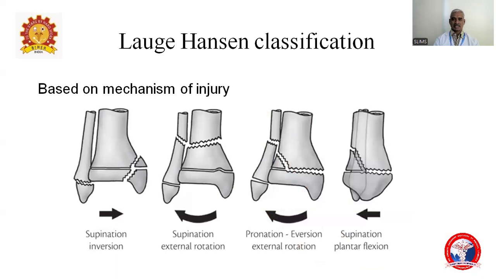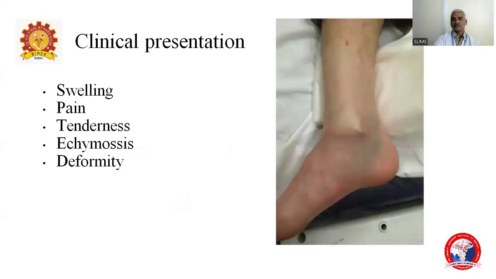As I told you, Lauge-Hansen classification is based on the mechanism of injury. Supination, inversion: we will have the medial malleolus oblique fracture and a horizontal fracture of the lateral malleolus. Supination, external rotation. Pronation, eversion: the fibula, that is lateral malleolus fracture above the syndesmosis level, and the Tillaux, that is the anterolateral fragment. And supination, plantar flexion: we will have the fibula, lateral malleolus fracture at the level of syndesmosis. This is enough for the UG level. If you go for a postgraduate level, you will go in detail.